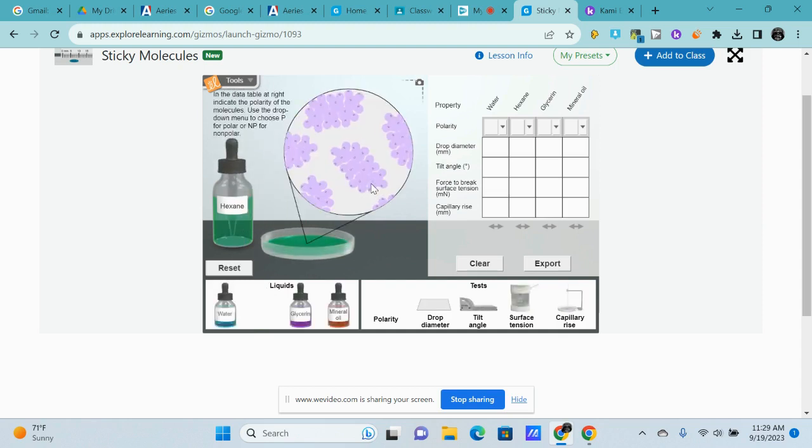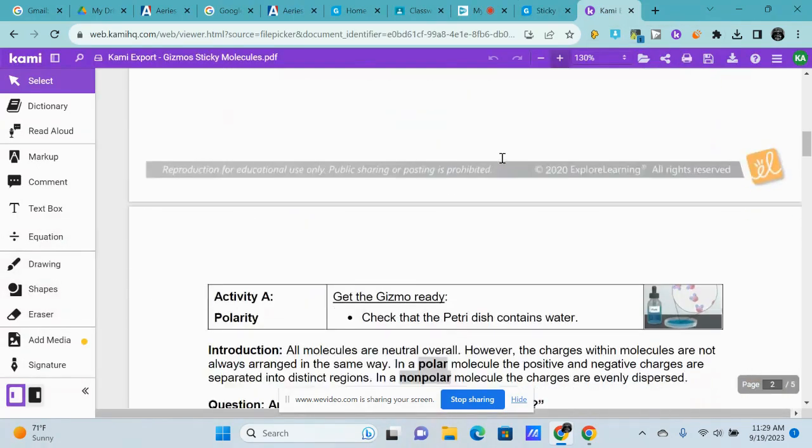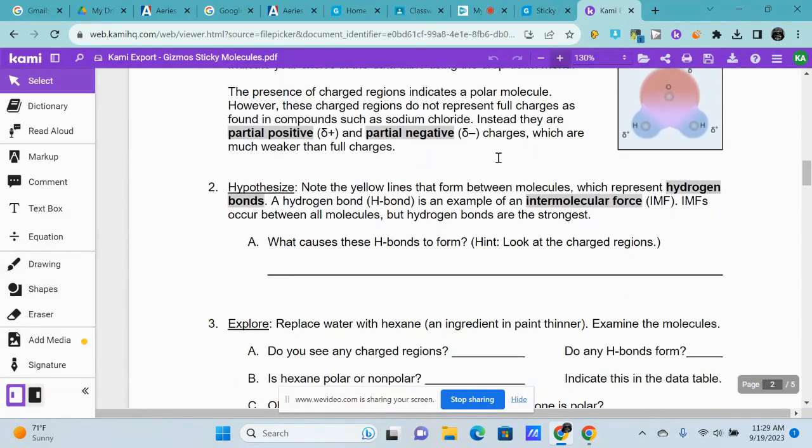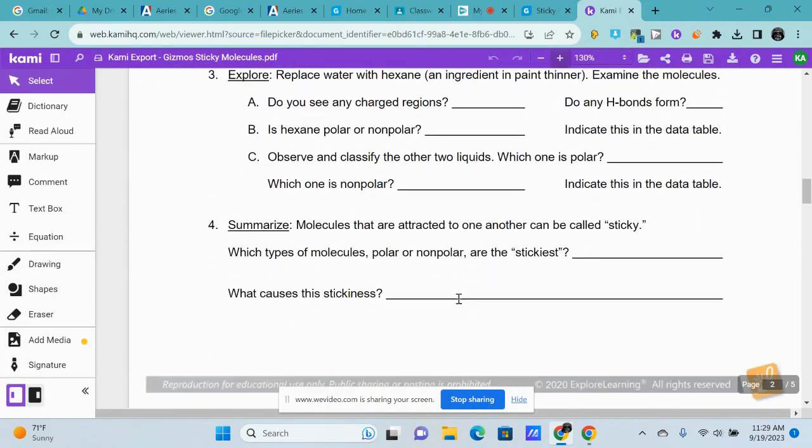Let's see hexane. They're not making any bonds. There's no little yellow lines. So these guys are not attracted to each other. So they're non-polar. And you're going to do it with glycerin, do it with mineral oil. Then let's go down. Petri dish. Do your best on this.